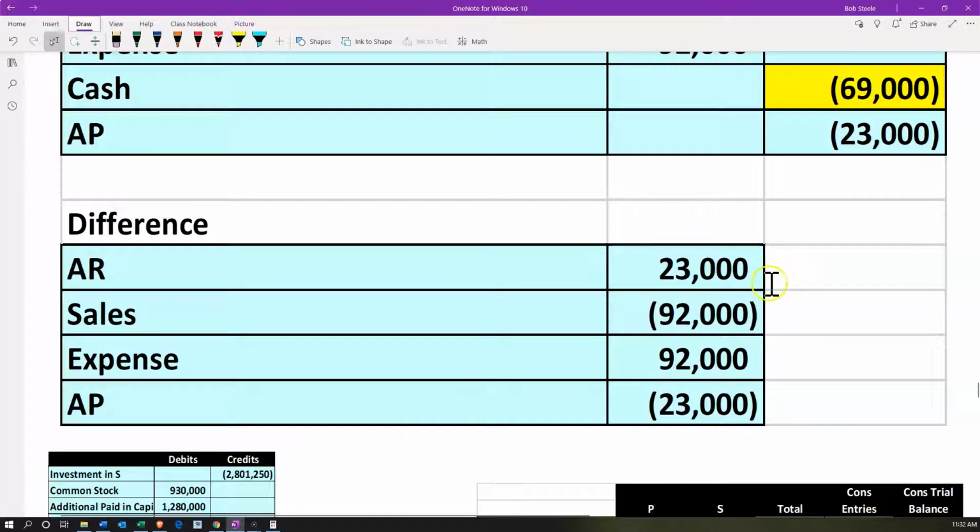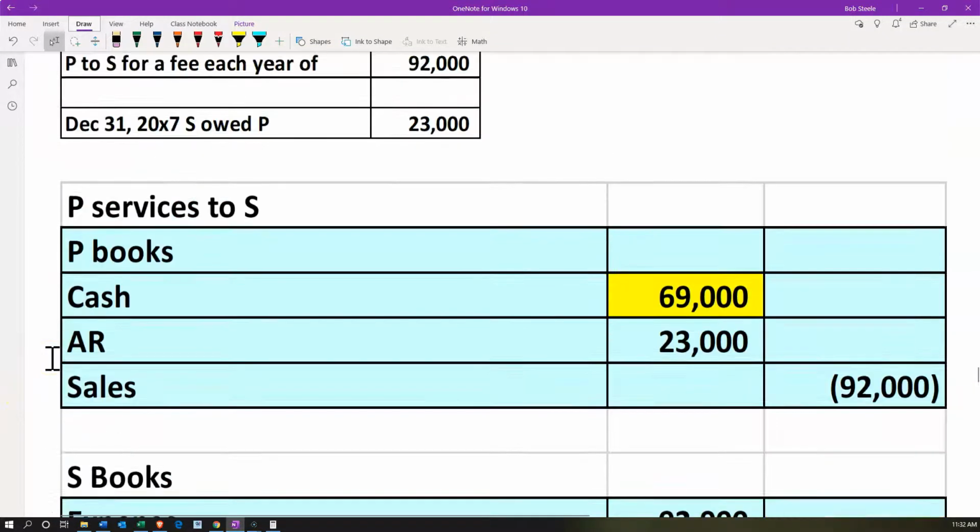So that means we have these differentials, accounts receivable, which we can tie to accounts payable, sales, and expenses. So that's how we're going to break these two out. We're going to tie the AR and the AP together, the sales and the expenses together to reverse them out. So let's do that up top.